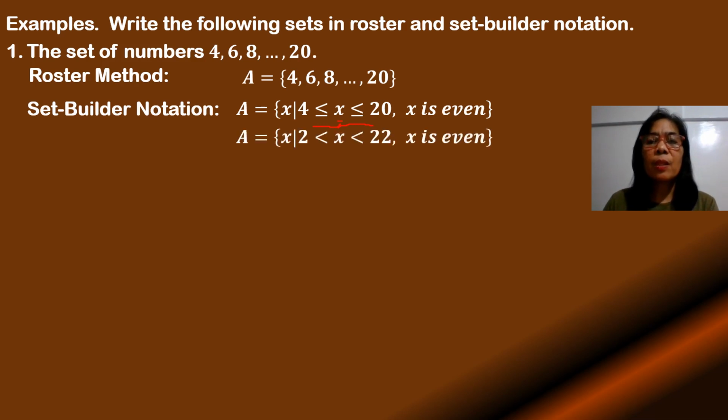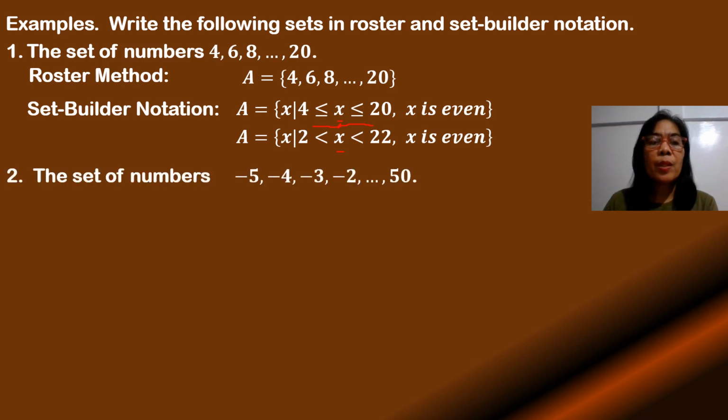Okay, another description that we can give for numbers 4, 6, 8, 10, 12, 14, 16, 18, and 20 is that they are numbers which are even and they are greater than 2 but less than 22.